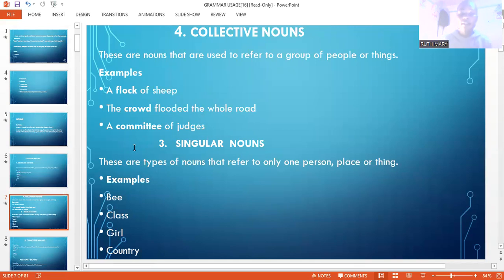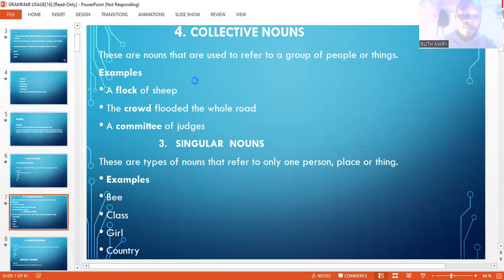Then we look at collective nouns. These are nouns that are used to refer to a group of people or things. For example, a flock of sheep. Here the collective noun is flock. Then next, the crowd flooded the whole road. Crowd is the collective noun. A committee of judges. Committee is the collective noun.